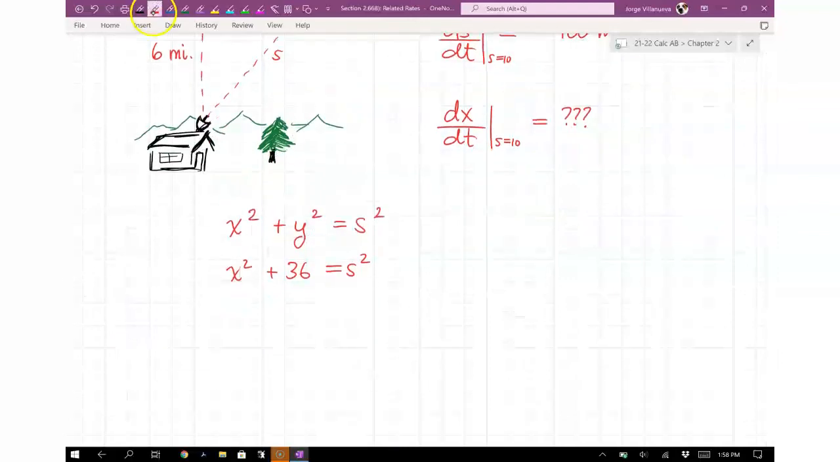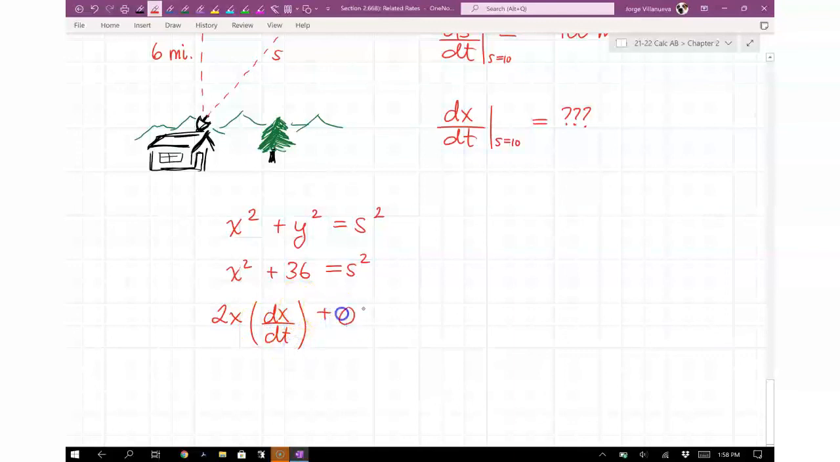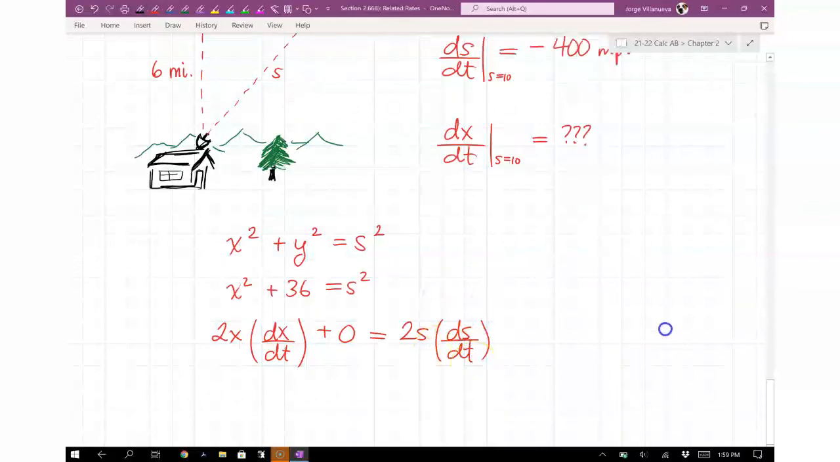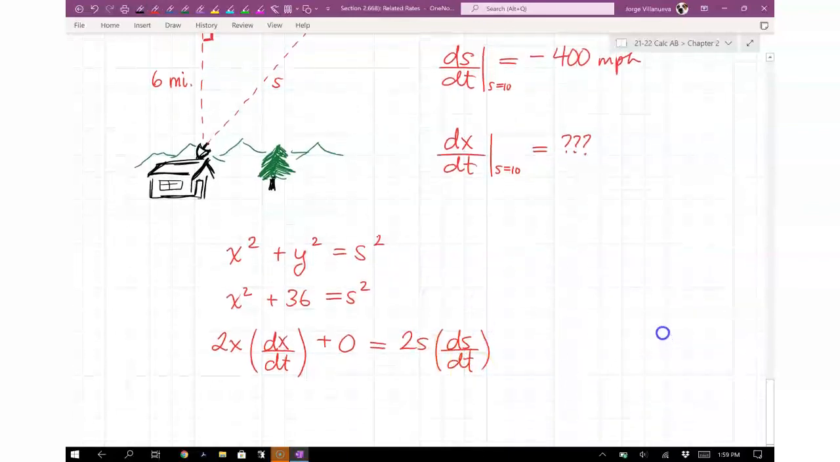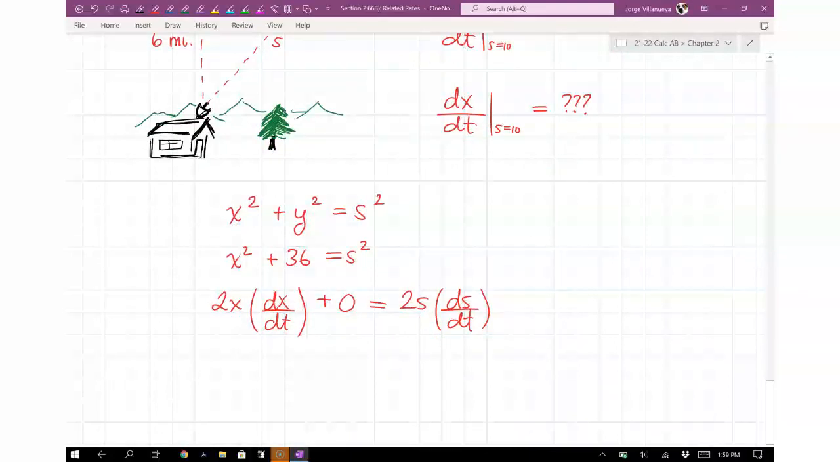So what do I get right here? X squared becomes, all right, 2x dx/dt. What happens to 36? 0. And the s squared? All right, ds/dt. Now, I've got to solve for dx/dt, right? So I'm going to divide by 2x on both sides. So dx/dt is equal to s over x times ds/dt.